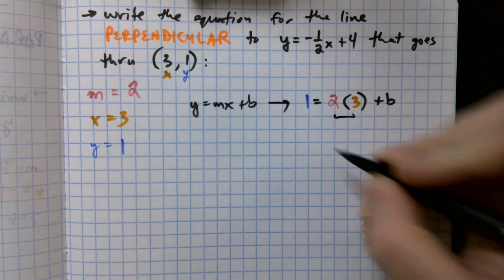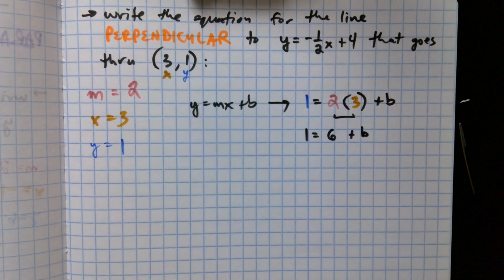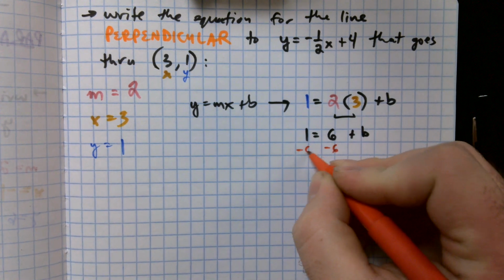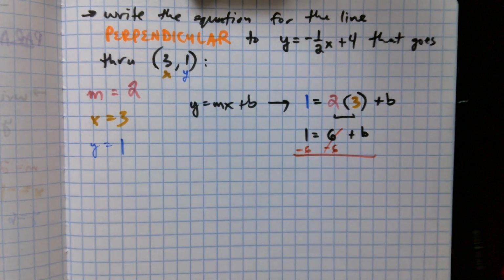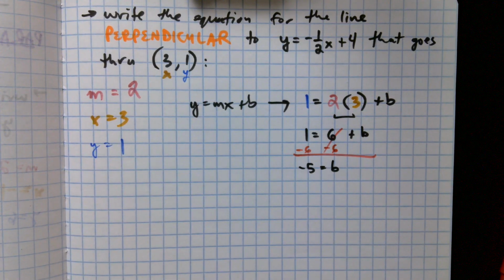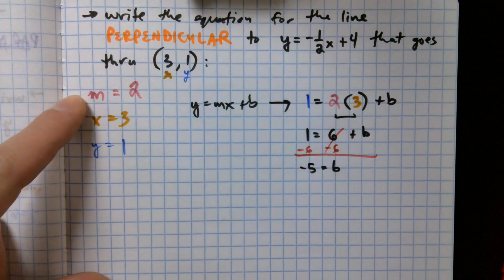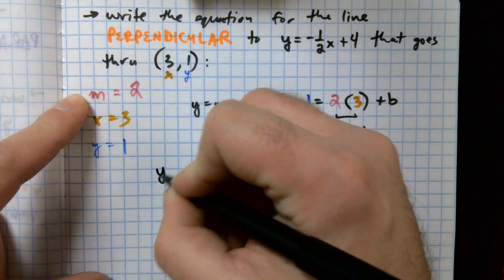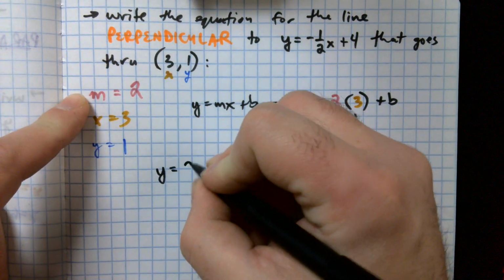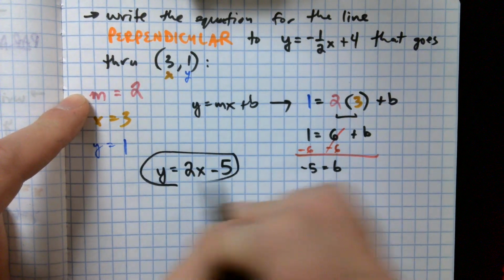What does 2 times 3 give me? 6. And when I subtract 6 from both sides, what's 1 minus 6? Negative 5. So I've got an m of 2, a b of negative 5. I can write the equation y is equal to 2x minus 5.